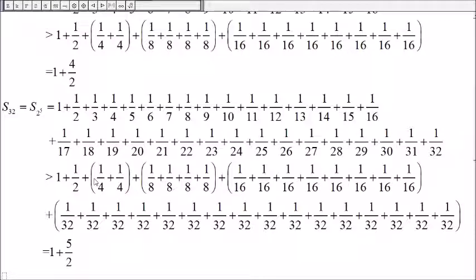This is the half, it's 2/4. This is 4/8, so it's a half. This is 8/16, so it's a half. And this is 16/32, so it's 1/2. So we have 1 plus a half, a half, a half, and a half, which is 1 plus 5 halves.